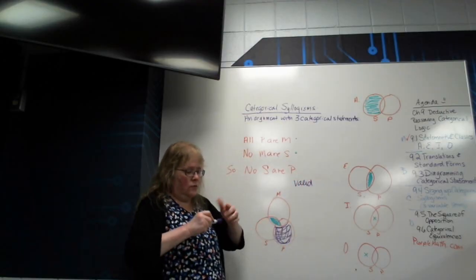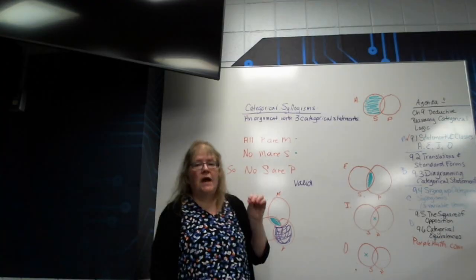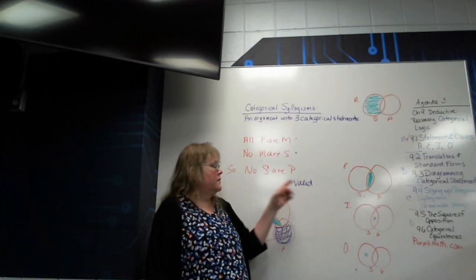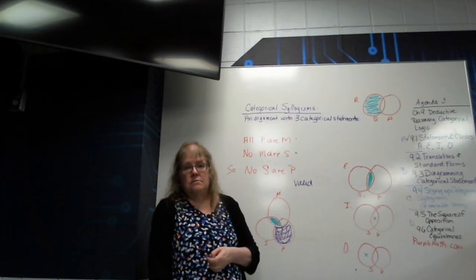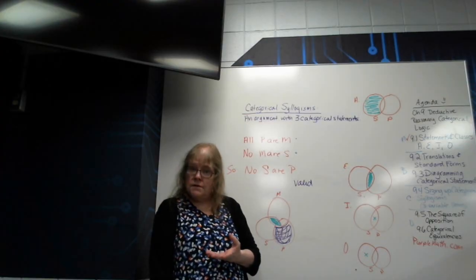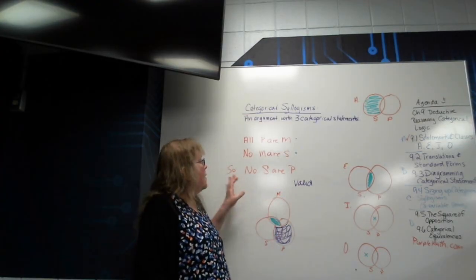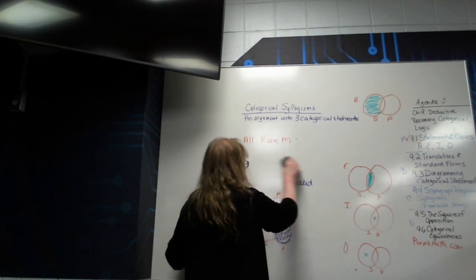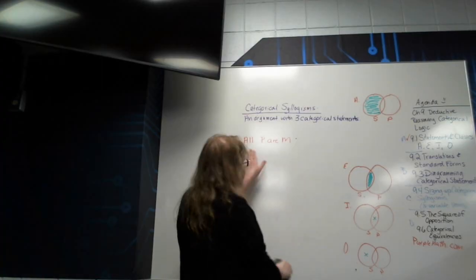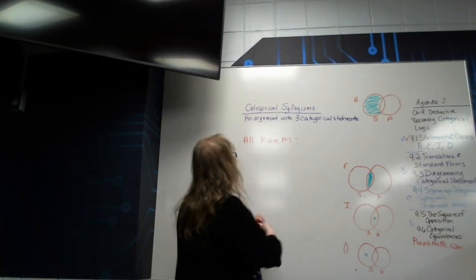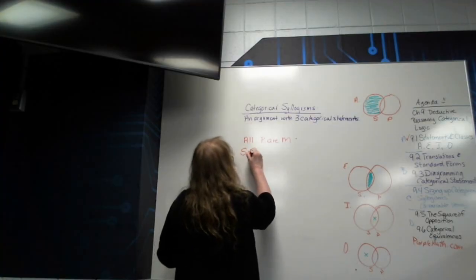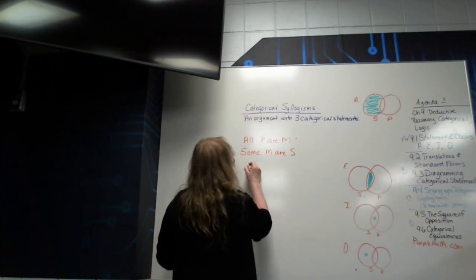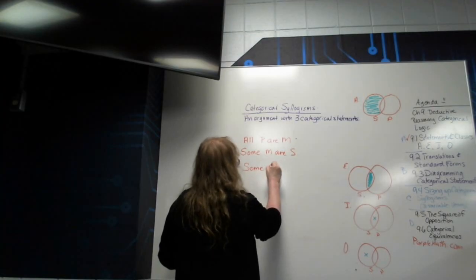Okay, now remember, just like with the truth tables, you have to tell me valid or invalid. Same thing here, valid or invalid. And on the test, that's 2 points, which isn't a lot, but 2 points is 2 points, okay? So valid. Let me do one more little guy here. I'm going to leave my all P are M and go some M are S, so some S are not P.